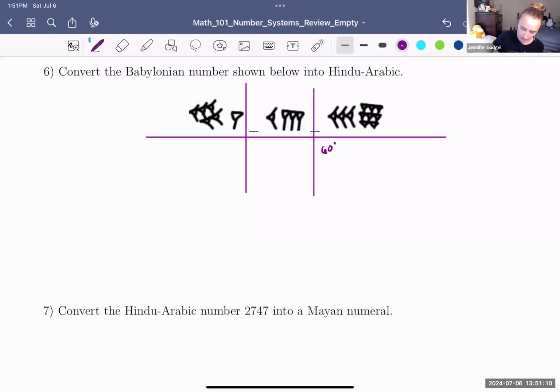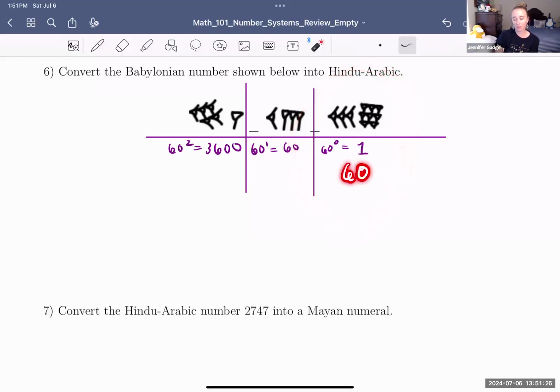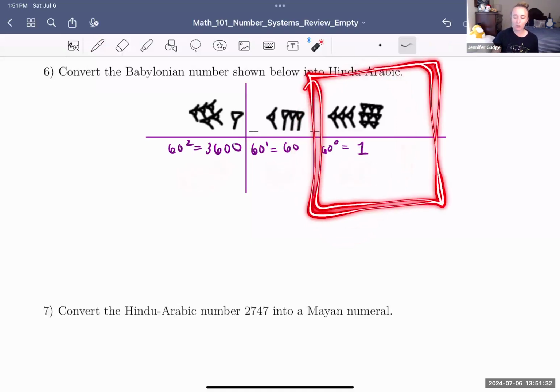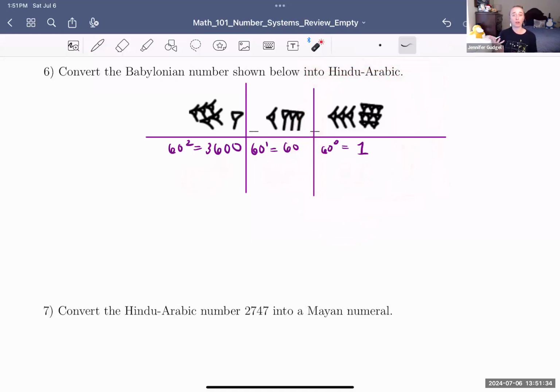60 to the 0 is 1. 60 to the first is 60. 60 squared is 3,600. And I don't go to a fourth because there were only 3 place values here. Don't forget that it always starts at 1. Students sometimes make the mistake where they start at 60 and then go 60 squared and then go 60 cubed. But no matter what base, what system you're working in, you have a ones place value.